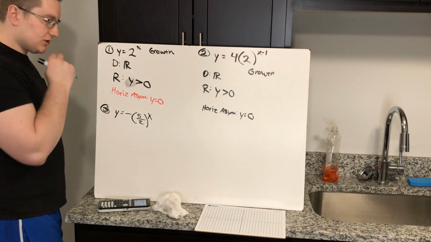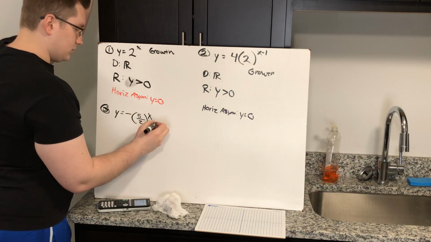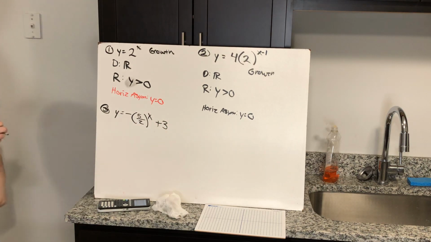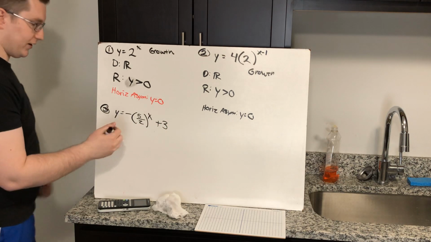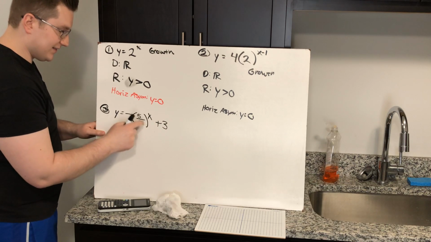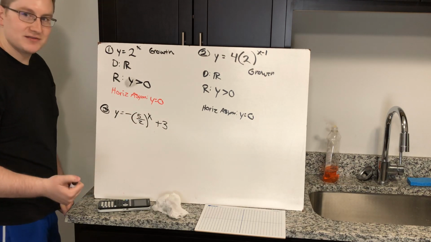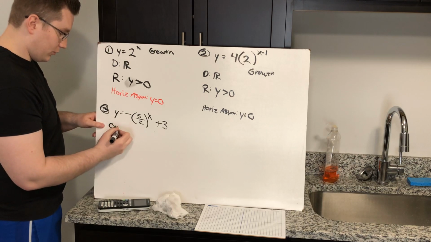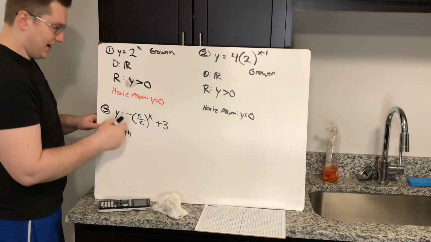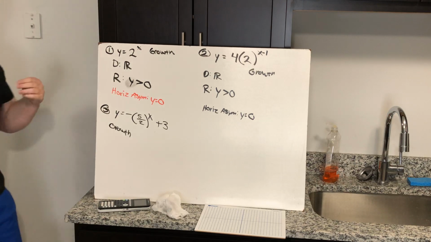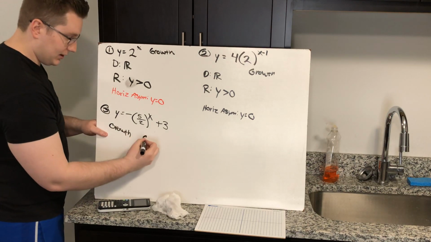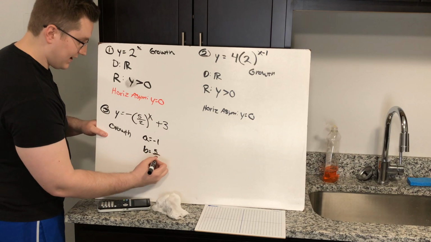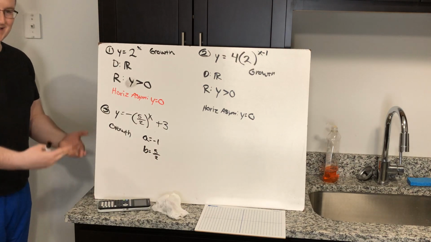And just for fun, let's do plus 3. This is growth here, because I'm looking inside the parentheses. 5 halves is 2.5, which is bigger than 1. This is growth. And you may be thinking, hey, it's a negative. Well, the a value is negative. If I'm looking here, a is negative 1, b is 5 halves. So by rule, it's still growth.